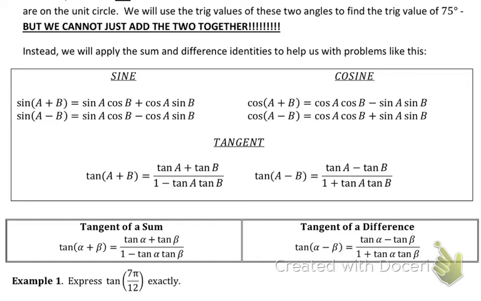So the whole thing today is understanding what these formulas are doing. These formulas are allowing me to add or subtract angles so I can put values on the unit circle that traditionally aren't on the unit circle. And I can actually get exact values without using my calculator.